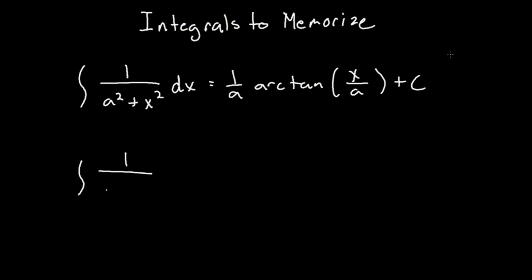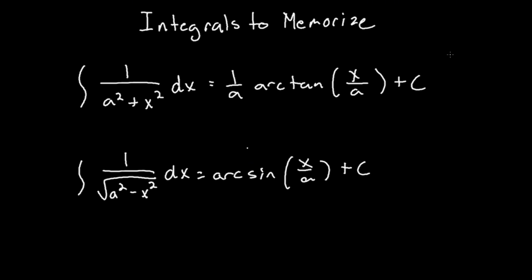But when you have 1 over the square root of a squared minus x squared dx, this is equal to arcsine of x over a plus c. So keep in mind, there is no 1 over a at the beginning of the arcsine, compared to arctan. Arctan has the 1 over a, arcsine does not. And again, a is some constant. Now, yes, these are really things you must memorize. The inverse cosine functions are probably the only ones that you can't transfer from the memorization of derivatives.